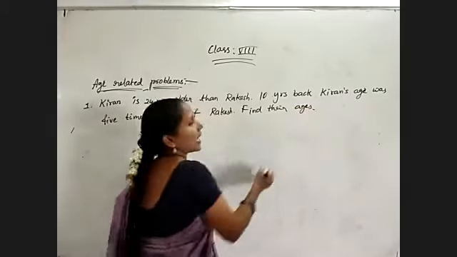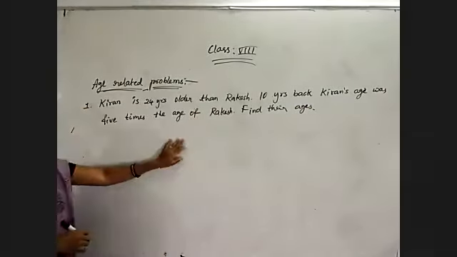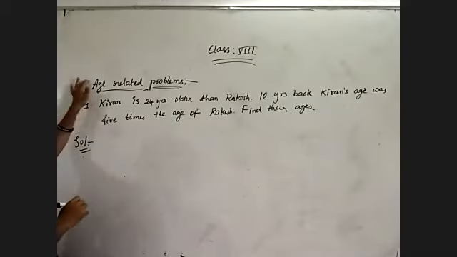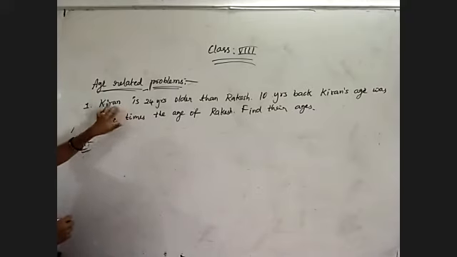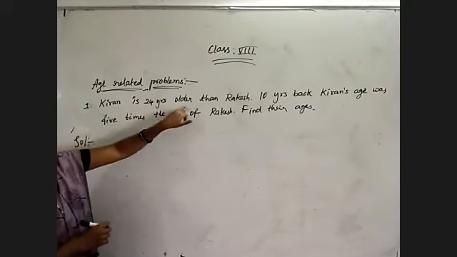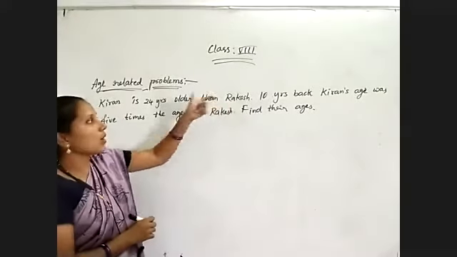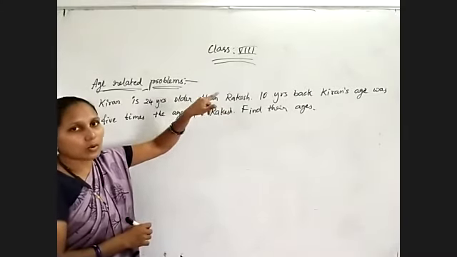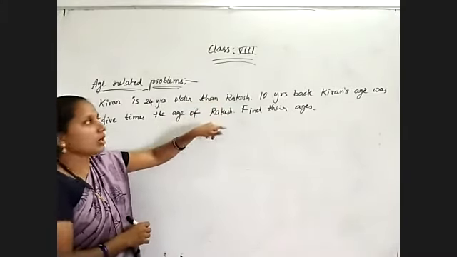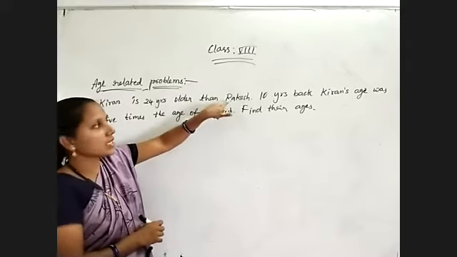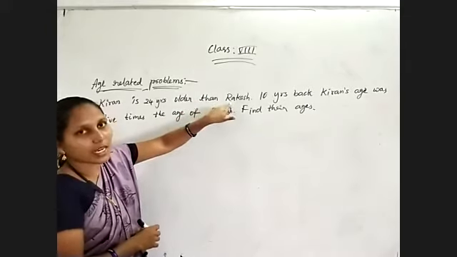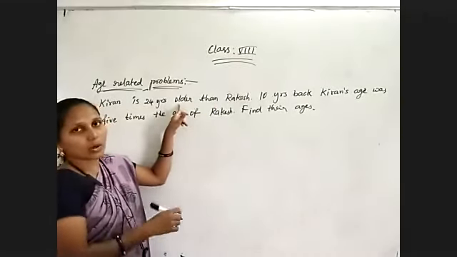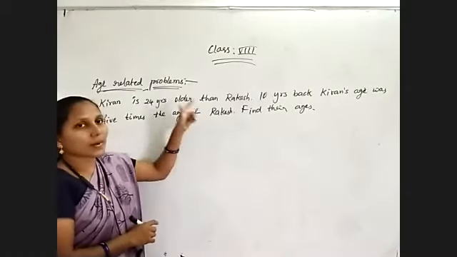Okay, observe the question, age related problems. We have done so many questions. Now again we will solve some different types of questions depending on age. First of all, observe whatever is given. Kiran is 24 years older than Rakesh. So as I told you, observe this: Kiran's age is represented in terms of Rakesh's age. So whose age do we need to represent as the variable? The second person. Who is the second person? Rakesh. So let the age of Rakesh be x years. Then Kiran's age will be 24 years older. Older means bigger. So x plus 24.